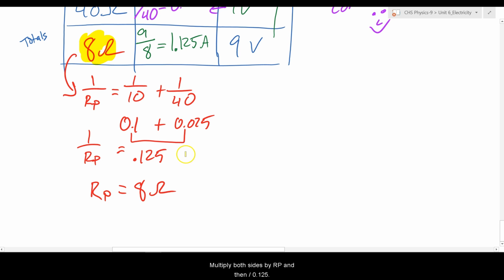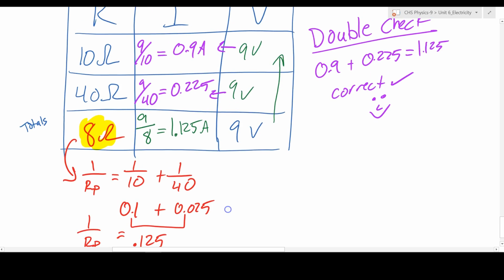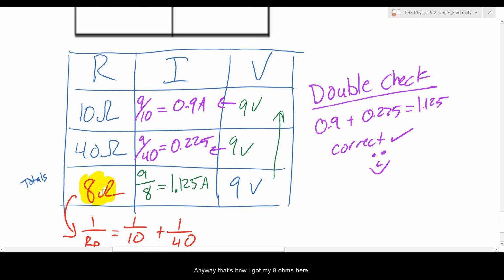And again, you'd multiply both sides by RP, and then divide by 0.125. Or you may have caught on by now that you could just do 1 divided by 0.125, and that's how you get your answer too. Anyway, that's how I got my 8 ohms here.